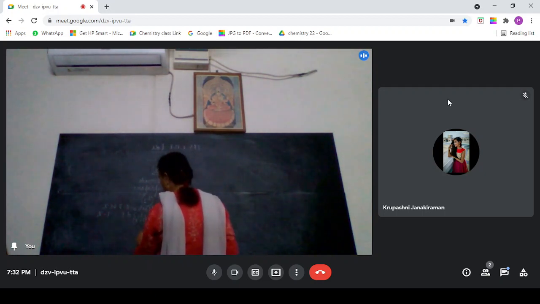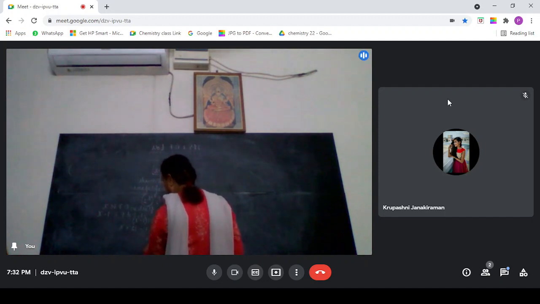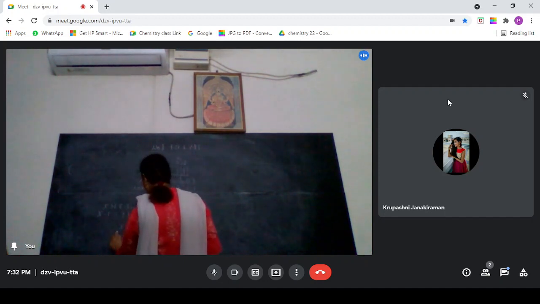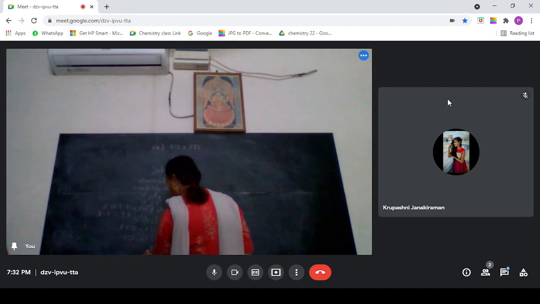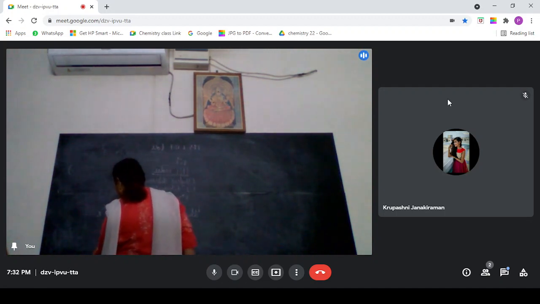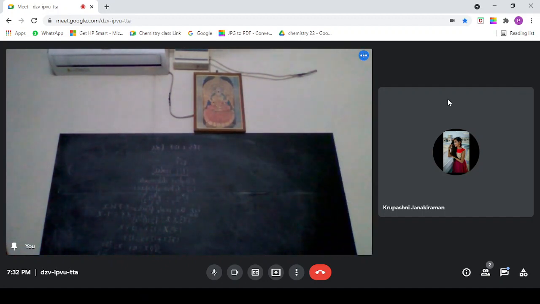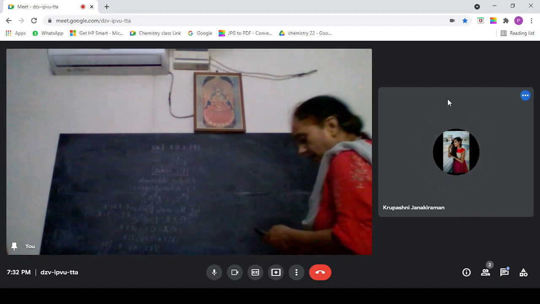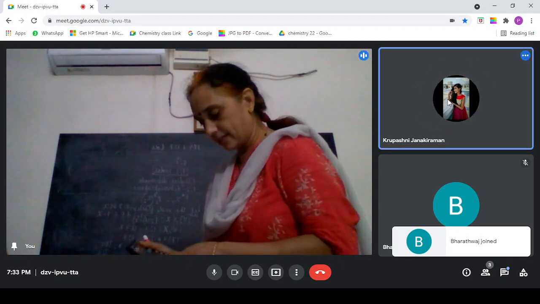173X is equal to 127 minus 127X. So 173X plus 127X is equal to 127. So this will be 300X equal to 127. So X is equal to 127 by 300. 0.42. Yes, 0.42.